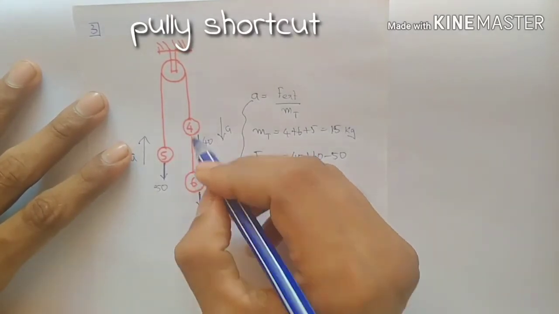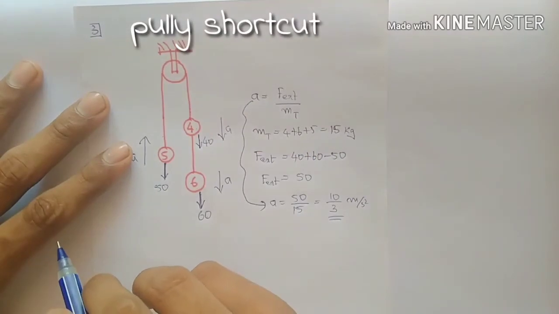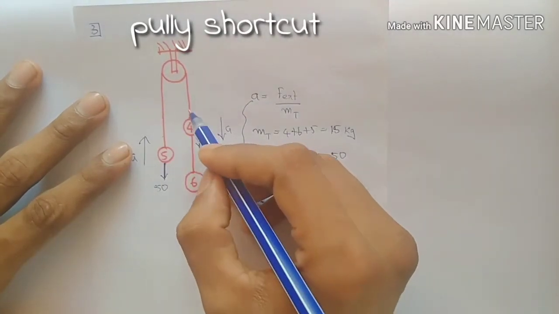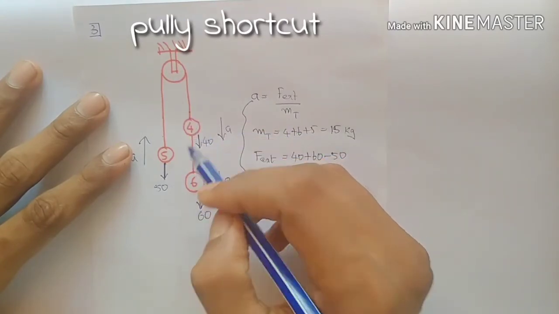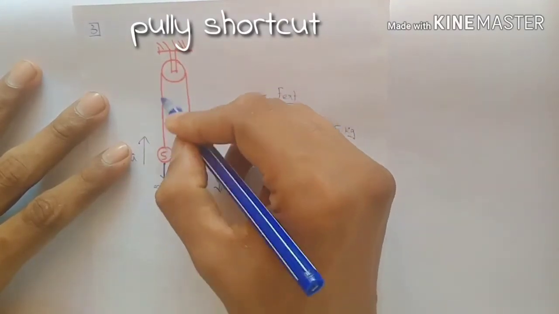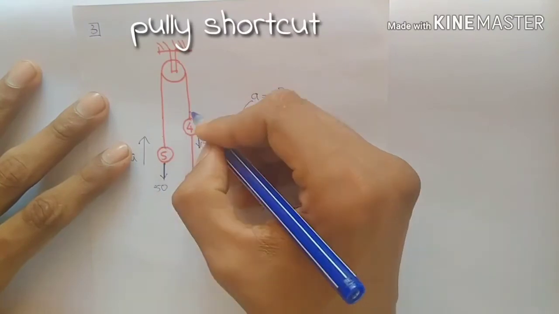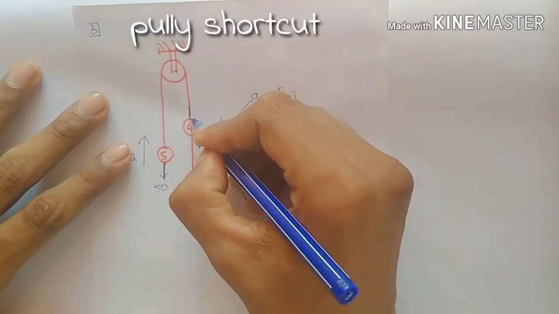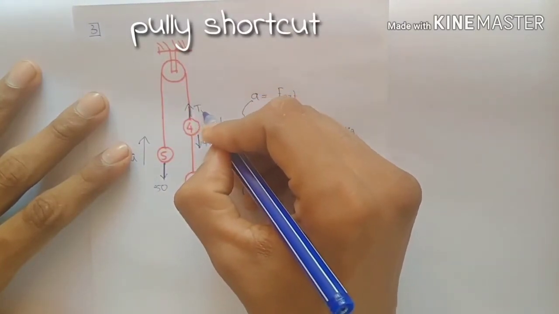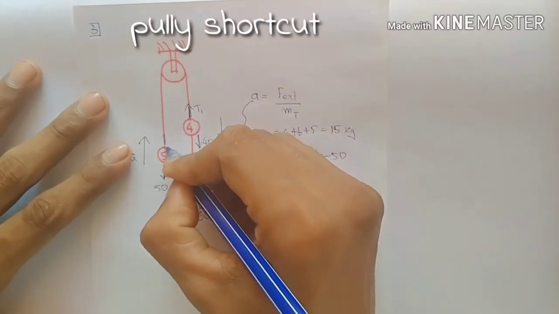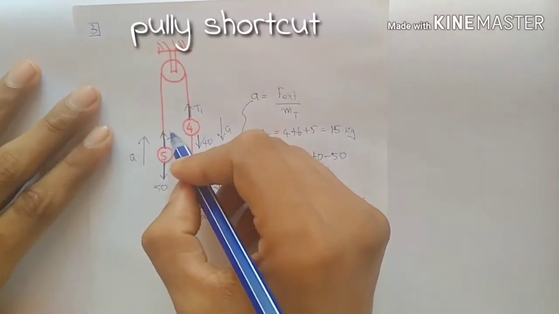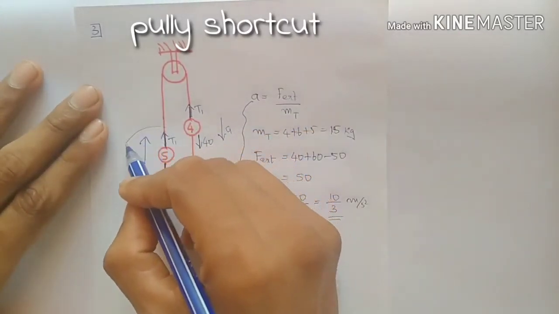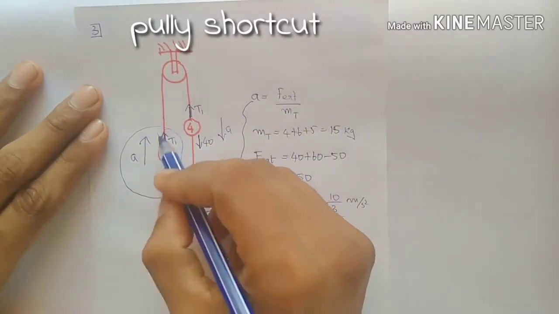Will the tension over here, here and here be the same? No. This is a single string, this is another string. What I've said is, for a single string, the tension will be the same. Therefore, the tension over here, let's call it T1, should be exactly equal to the tension over here, that is T1 itself. Then let's find the tension by using the free body diagram.